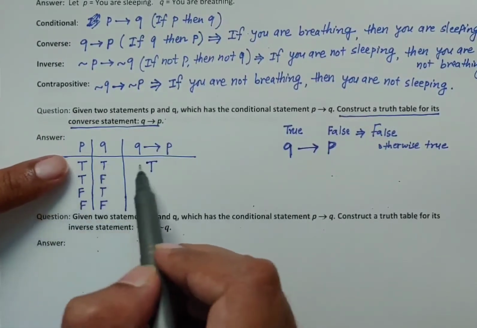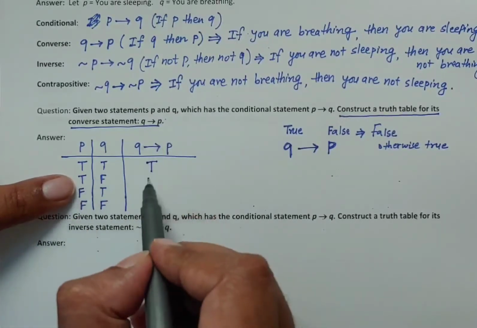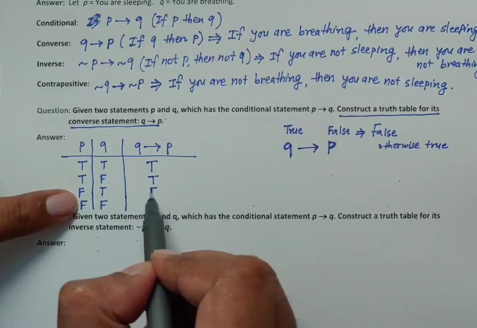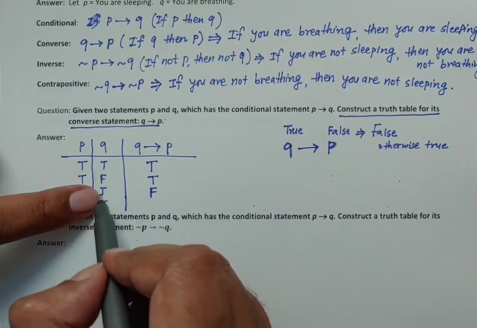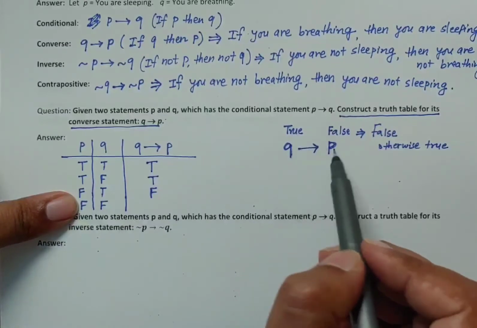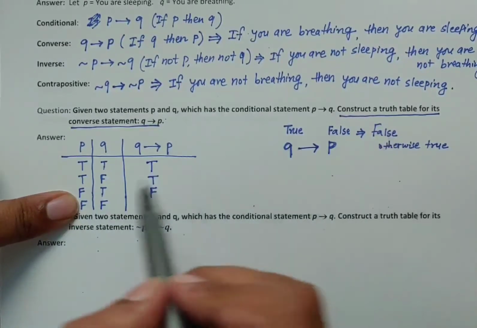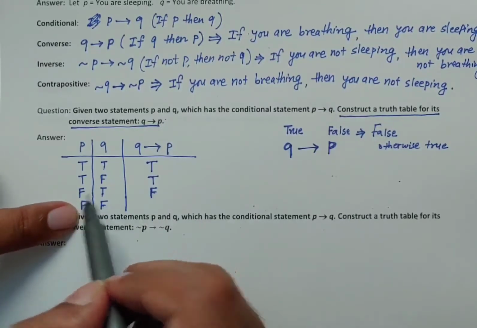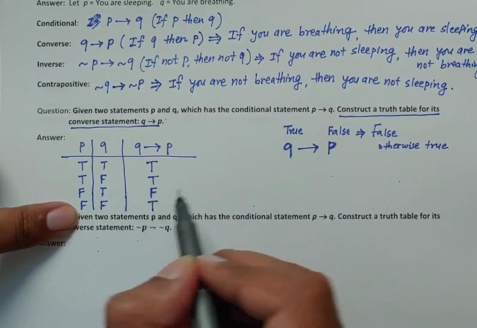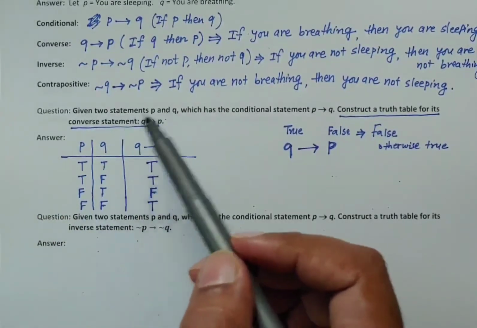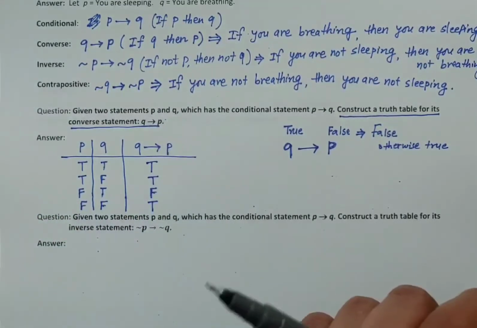True implies true is true. False implies true is true. True implies false is false. See, Q is true, P is false, right? So Q is true, P is false, then it is false. So true implies false is false. False implies false is true. So this is the truth table for the converse statement Q implies P.